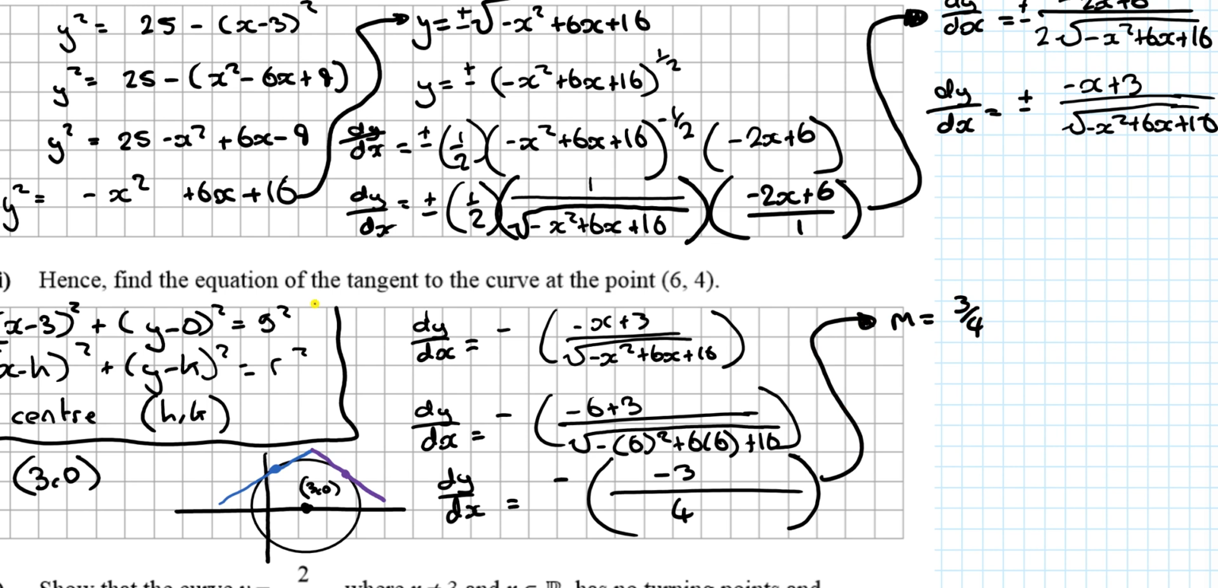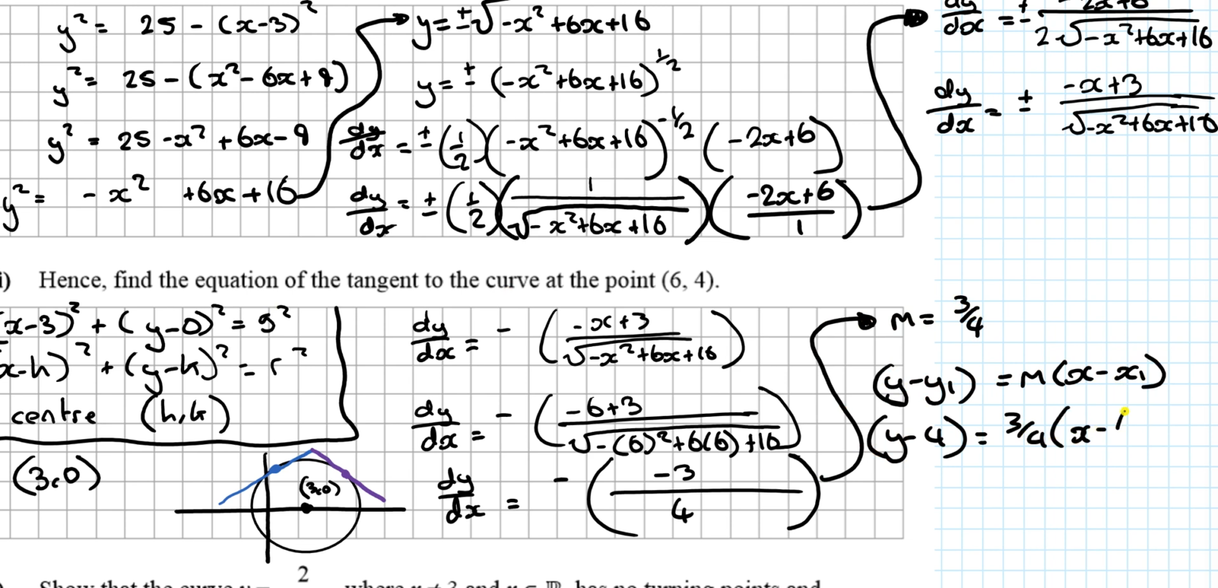And then we want to find the equation of the tangent. You're going to use y minus y1 is equal to m by x minus x1. y minus 4 is equal to 3 over 4 by x minus 6. 4y minus 16 is equal to 3x minus 18. 3x minus 4y minus 2 is equal to 0.